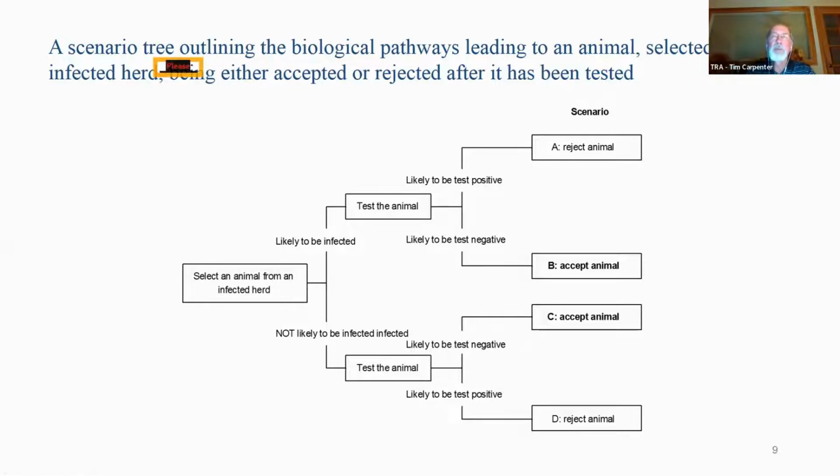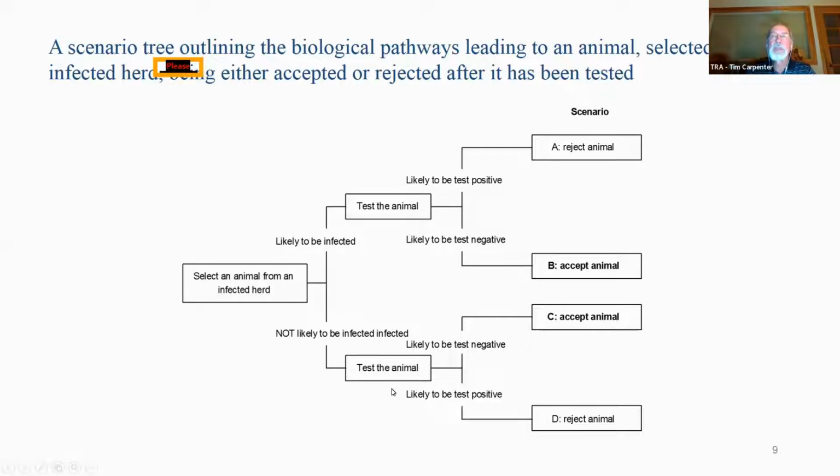And you might know that information from background surveillance studies that you've done, looking at the prevalence of the disease in a population at a herd level. So if you were to select an infected herd, there is a probability that you will select an infected animal from that herd. And that would be based on your estimation of that likelihood would be based on the within herd prevalence and within herd incidence of that particular disease. So the animal could be infected based on the prevalence or not infected.